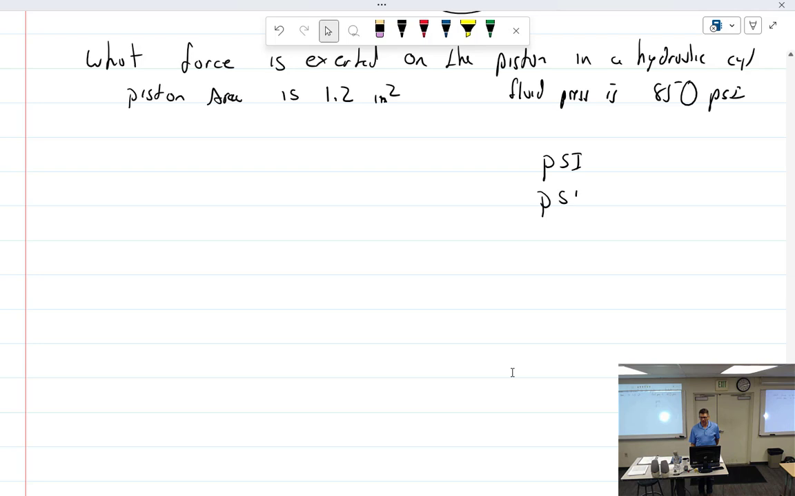There's also PSIG, which is pounds per square inch gauge, is what they call it. So it shows up on the gauge. So that's just okay, we're not doing that. So all right, we have 850 pounds per square inch. So for every square inch you have 850 pounds.